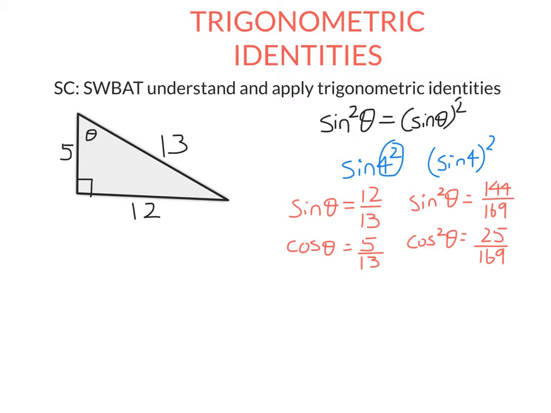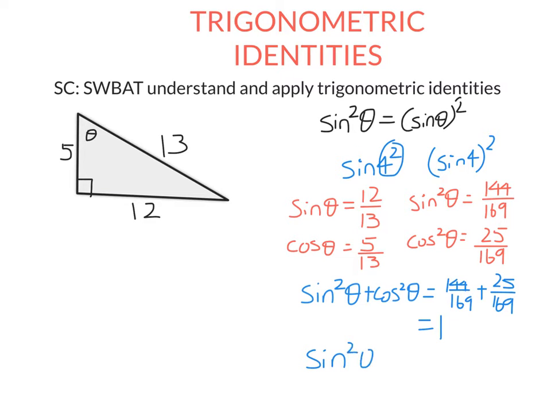Nothing groundbreaking yet. But it turns out if I add these two together, I always get 1. So sine squared theta plus cos squared theta is 144 over 169 plus 25 over 169. So, of course, that equals 169 over 169, which gives you 1. So that is our first identity. It doesn't matter which value you substitute for theta, even if it's not between 0 and 90. Sine squared theta plus cos squared theta always equals 1. That is our first identity.